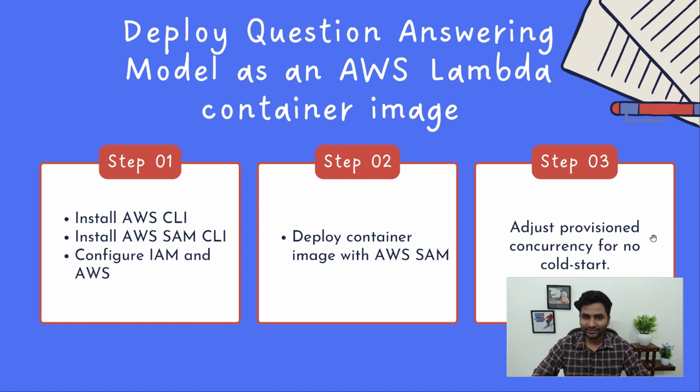So step 1 is we are going to use the AWS CLI. CLI stands for command line interface, and we are going to install the AWS CLI and configure it so that everything points to our AWS account. Secondly, we are going to use AWS SAM, the Serverless Application Model, and the biggest advantage with AWS SAM is that from the command line interface itself you can deploy a Lambda container image and also get an API endpoint, and you can attach anything like a DynamoDB database, etc.